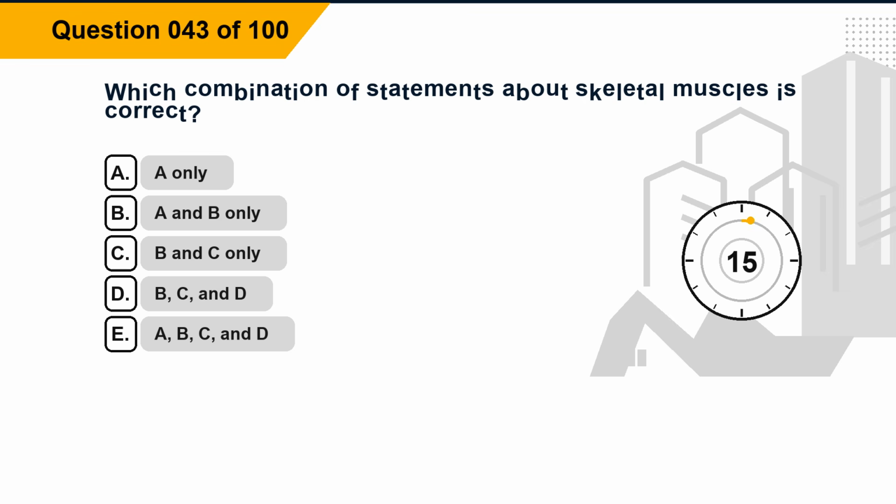Question 43. Which combination of statements about skeletal muscles is correct? Option A. A only. Option B. A and B only. Option C. B and C only. Option D. B, C, and D. Option E. A, B, C, and D.